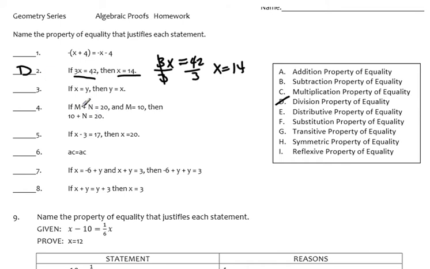Number 4, we have m plus n equals 20, and then we're told that m also equals 10. So what they do in the very last step is they've said that instead of m plus n equals 20, it's 10 plus n equals 20. So they've replaced this m here with what they said it equaled, 10. When you replace one value with another, that's the substitution property of equality.